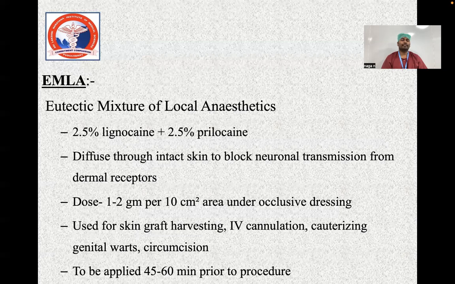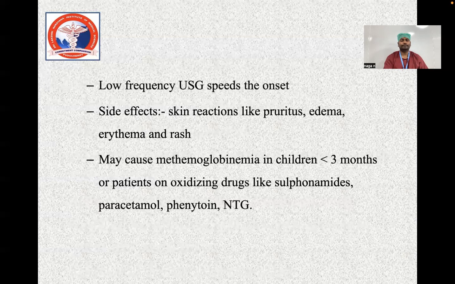EMLA cream. This cream is most commonly used in pediatrics. Eutectic mixture of local anesthetics, 2.5% lignocaine plus 2.5% prilocaine. It diffuses through intact skin to block neuronal transmission from dermal receptors. Dose 1 to 2 gram per 10 centimeter area under occlusive dressings. It's used for skin graft harvesting, IV cannulation, cauterizing genital warts, and circumcision. To be applied 45 to 60 minutes prior to the procedure.